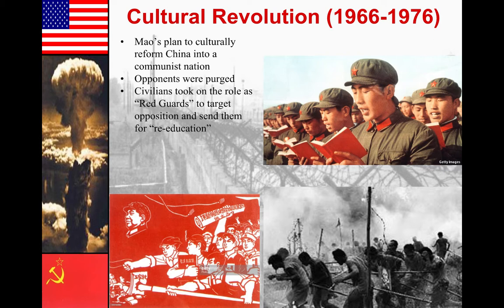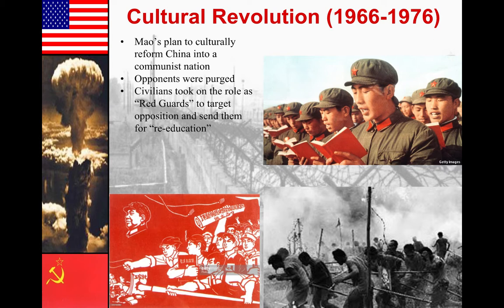And so some of the most effective instruments of the Cultural Revolution were the people. And Mao started young, very similar to what you saw in Italy and Germany. The youth in China were educated to be young communists. They took on the title Red Guard, and their goal really was to target any opposition to the Communist Party and report them, where they would then be sent to re-education camps.